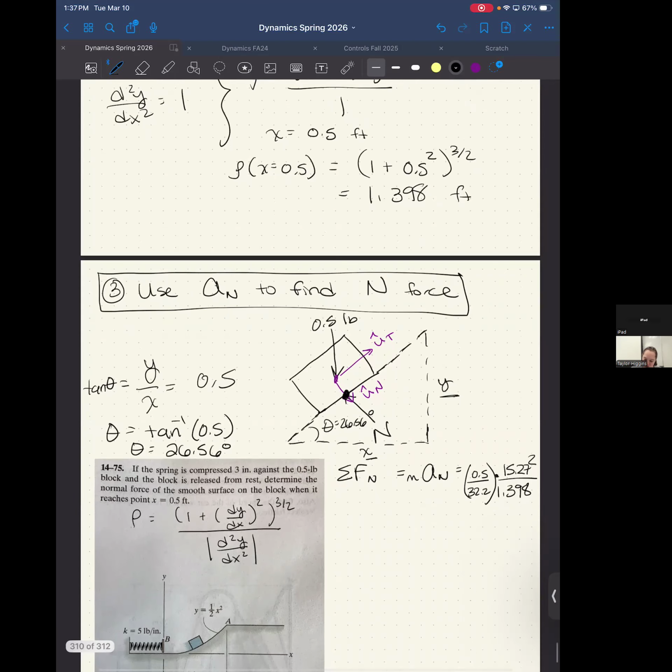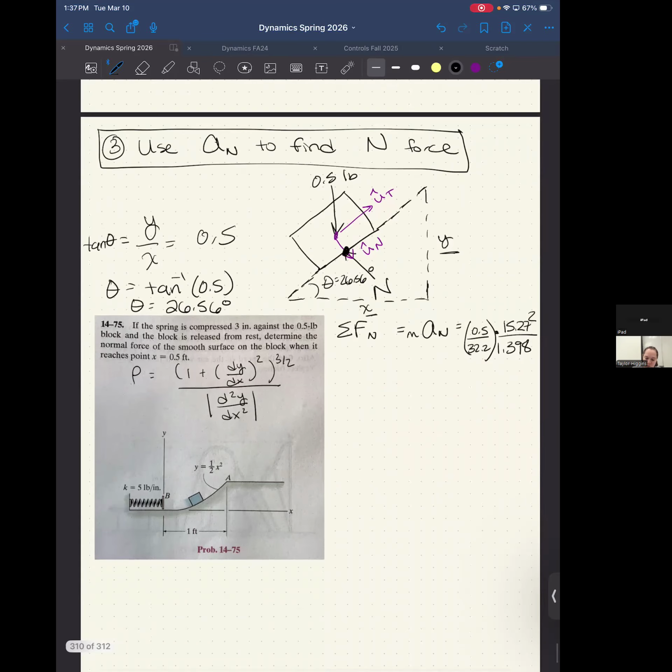Okay. I still need to split this weight into components. So we've got a weight and we've got a slope. This is the angle that defines the slope. So this angle is also theta.